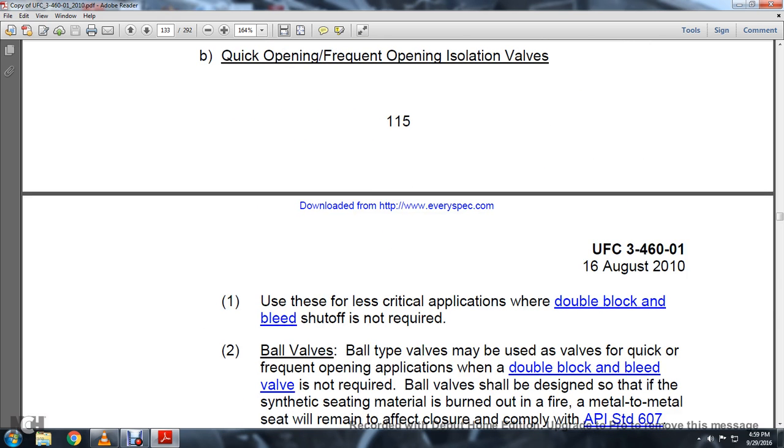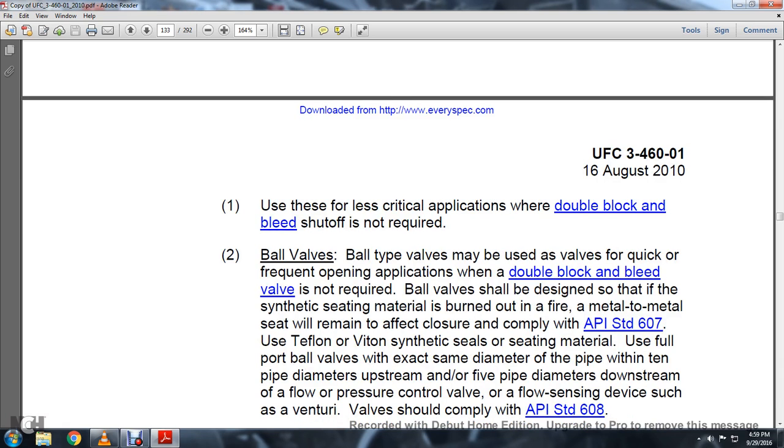Use these for less critical applications where double block and bleed shutoff is not required. Ball valves. Ball type valves may be used for quick or frequently opened applications where double block and bleed is not required, but the ball valve should be designed so that the synthetic seating material is burned out in a fire and the metal-to-metal seat will remain the effective closure, complying with API Standard 607. Use Teflon, Viton, or synthetic seals and seating material.